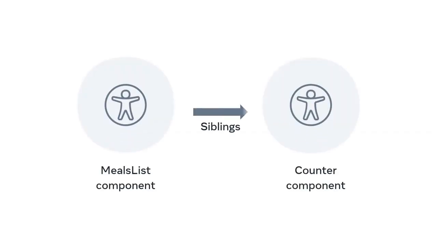Finally, the counter component tracks the number of meals that a user is allowed to eat today. While this code and component structure may look good, there is a bit of a problem. The counter component needs to get state information from the meals list component, but both components are rendered by the app component. In other words, the meals list and the counter component are siblings and not in a parent-child relationship.